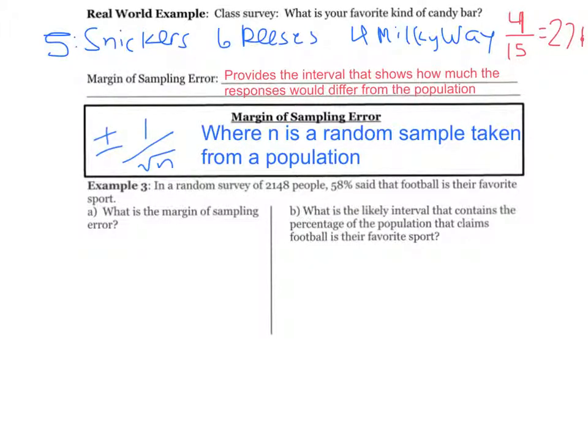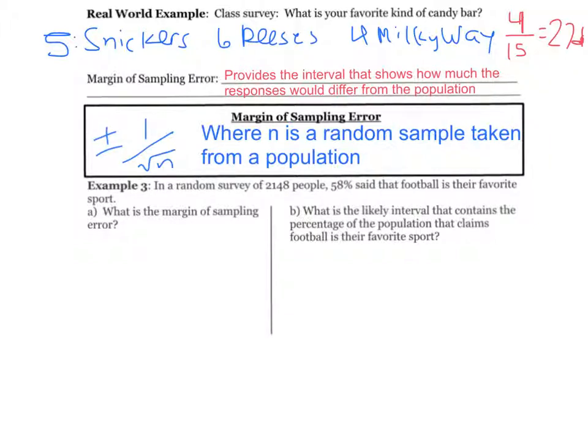So the problem with this is that there's something called the margin of sampling error. So with this 27%, this is representative of our classroom, but that doesn't necessarily mean it's going to represent the whole school or the whole U.S. So the margin of sampling error actually provides the interval that shows how much the responses would differ from the whole population. So when we're looking at the margin of sampling error, we can represent that error as plus or minus 1 over the square root of n, where n is just a random sample taken from a population. So we're going to be using this in example 3.